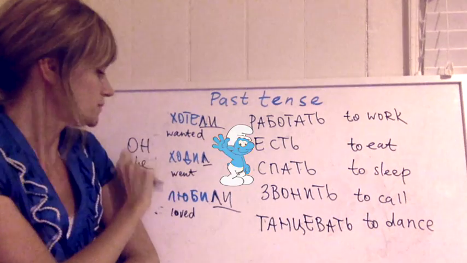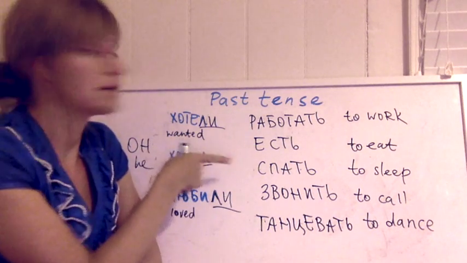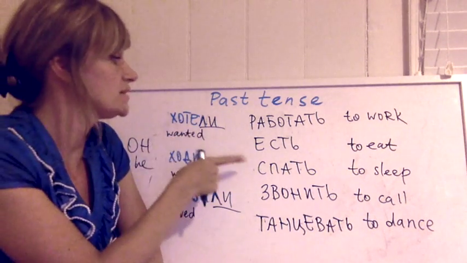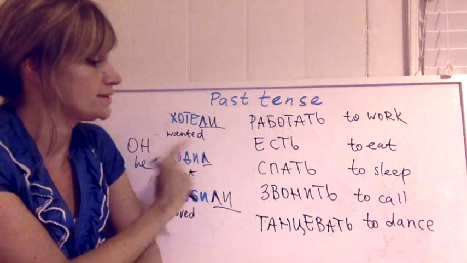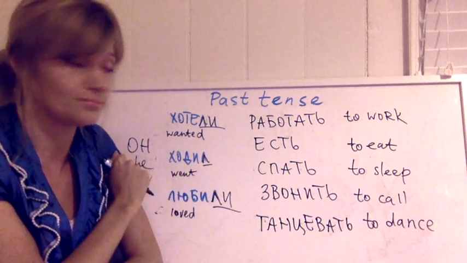Он. He went. Он ходил работать, he went to work. Он ходил есть, он ходил спать, он ходил звонить, он ходил танцевать.